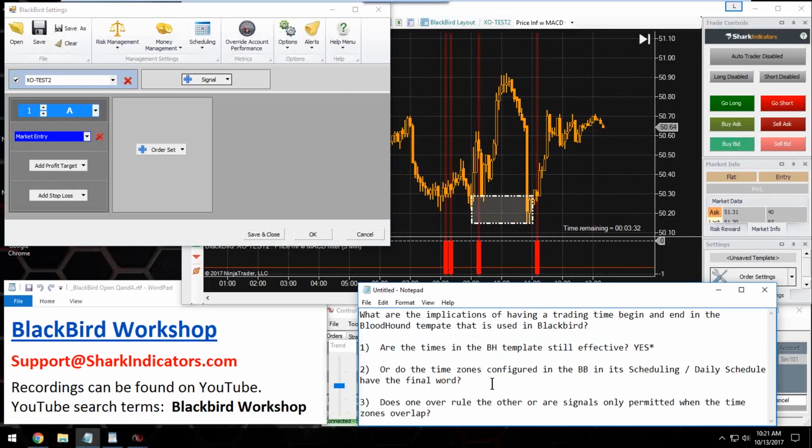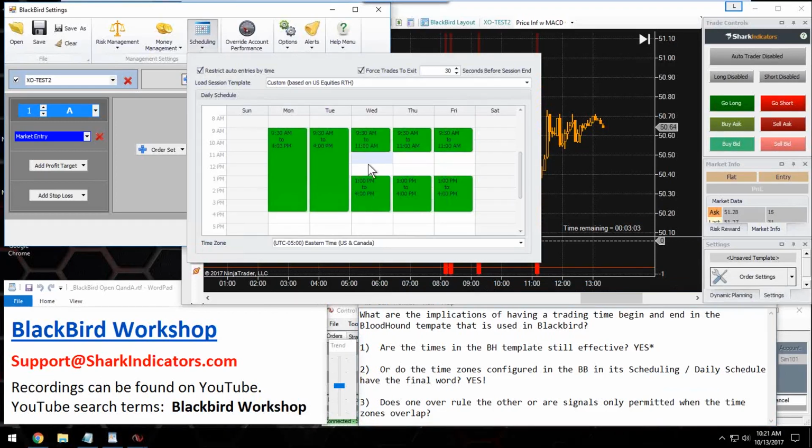And so question number 2. Based on the scheduling, does Blackbird have the final word? And again, the answer is yes, with an exclamation mark. So Blackbird is going to ignore any BloodHound signals that happen inside of this 2-hour window. So with the scheduler, Blackbird's going to ignore all BloodHound signals that happen within this 2-hour window. All right.